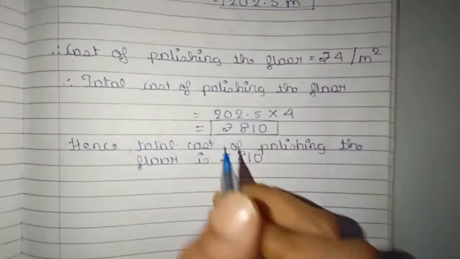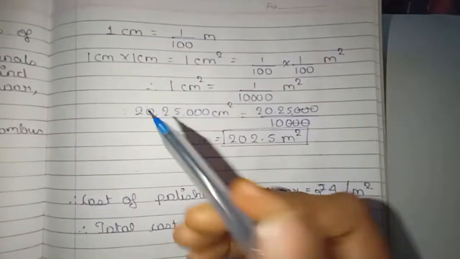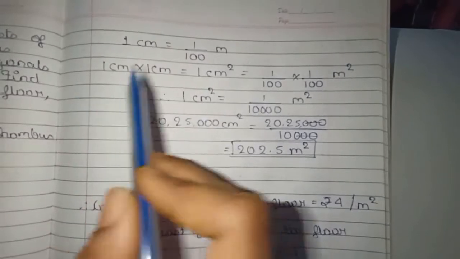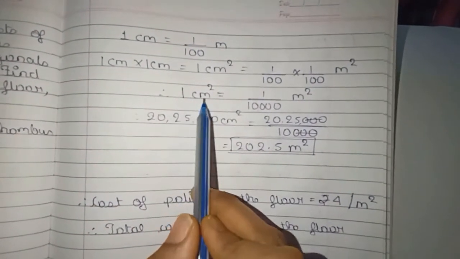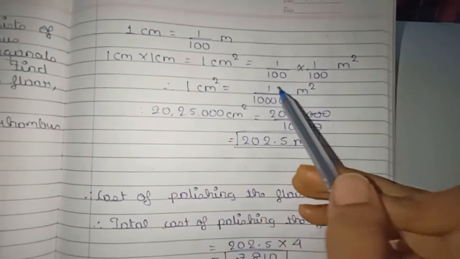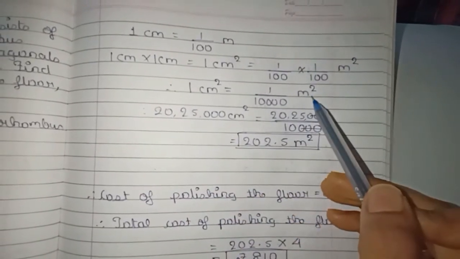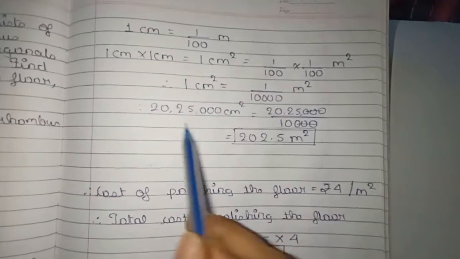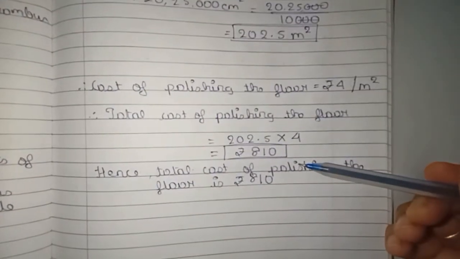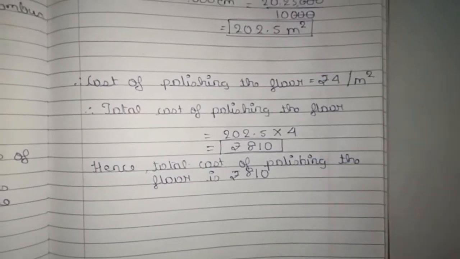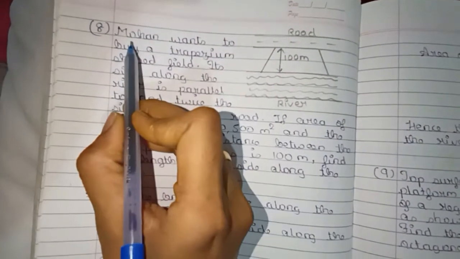So hence the total cost of polishing the floor is ₹810. So this way, whenever centimeter square you are getting, you have to first convert it into meter square by this method. That is, 1 centimeter square will be equal to 1 by 10,000 meter square. And then we will convert the centimeter square into meter square, and then we have to find out the cost like this. Now question 8.